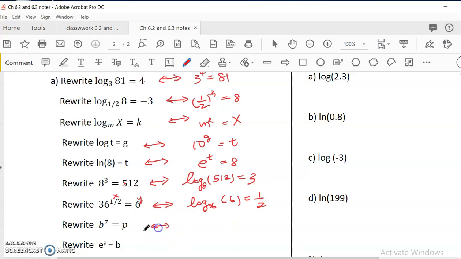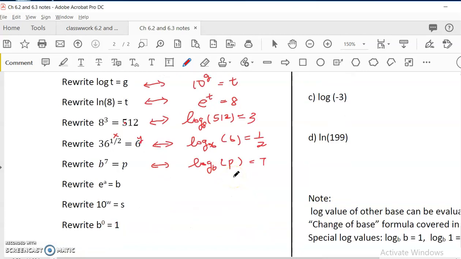Again, what is the base here? Is base b. So I would say log base b. The answer was p. So I would say this is my input now, and my output is the exponent 7. Again, one more. If I have e to the third equal to b, so that means my log is ln. I input the answer b, and I get 3. Is it 3? Oh, no, this is a.